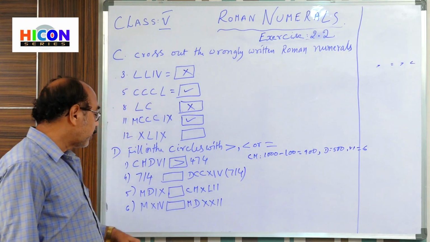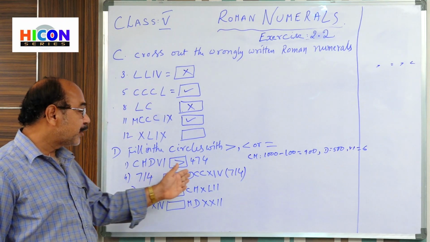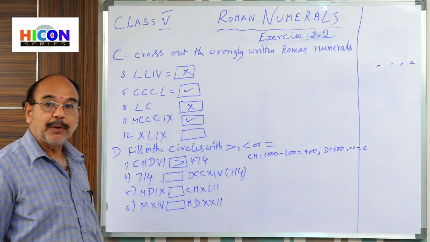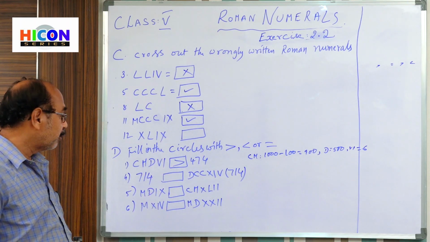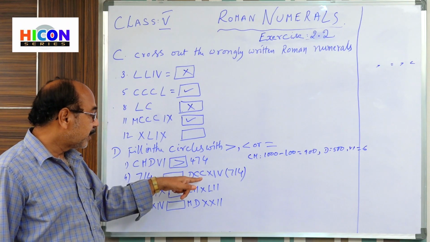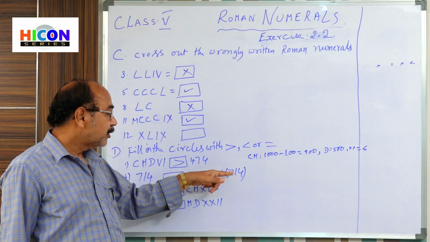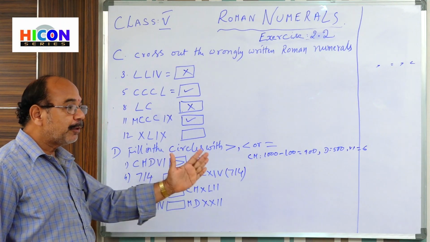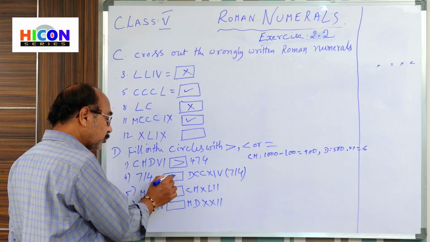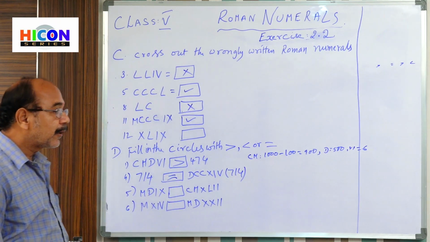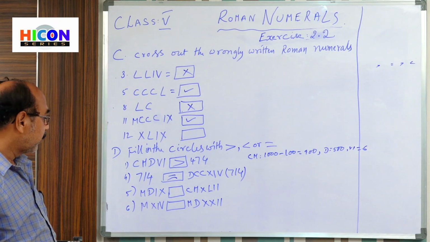Now compare the two numbers. Left side and right side both are representing the same number, 714. Right side is DCCXIV, that means 714. Both are the same number, no? That's why we have to use the is equal to symbol here. That is all.